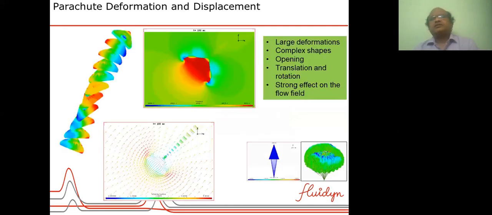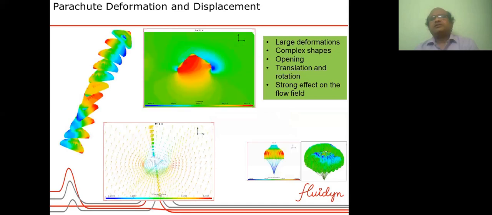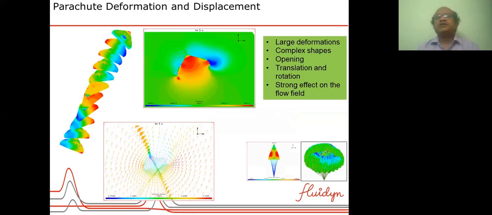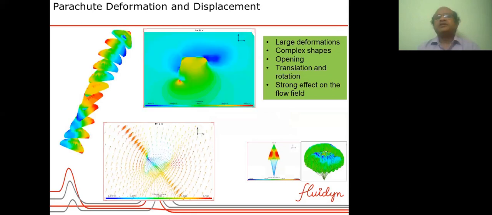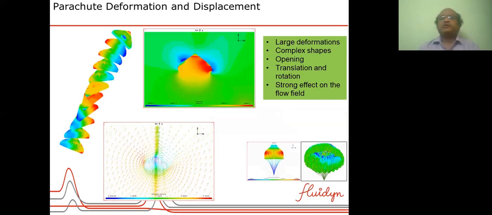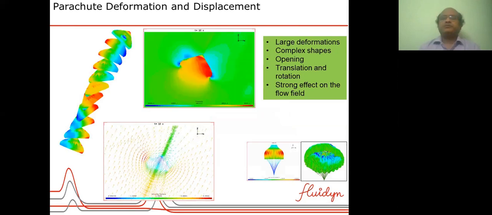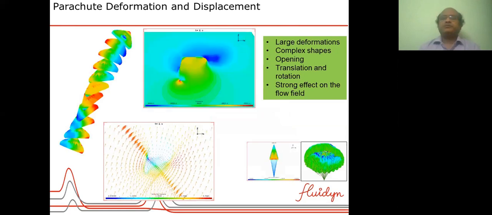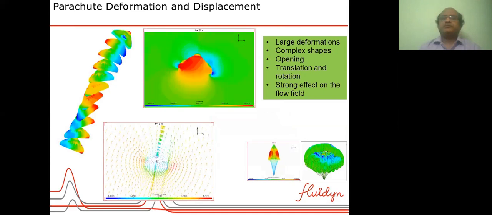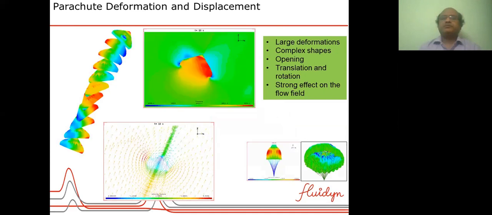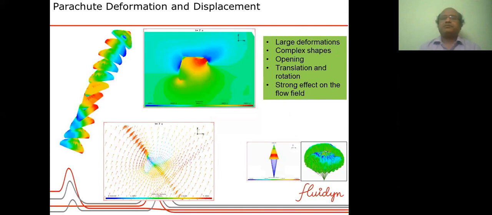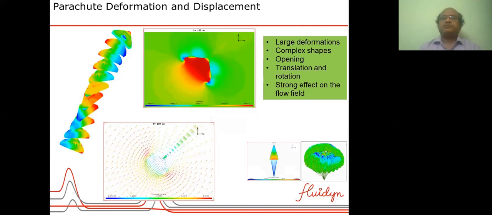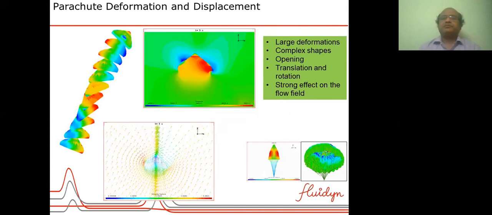Another example we have already seen in the introduction, the movement and deformation of the parachute. The problem in this scenario is that the deformation is quite large. Initially, there is not much fluid volume. It's almost closed, like an umbrella, and suddenly it opens. So from a small domain, the fluid mesh has to expand to the larger domain. There could also be openings in that.